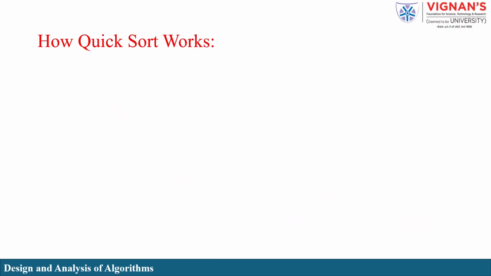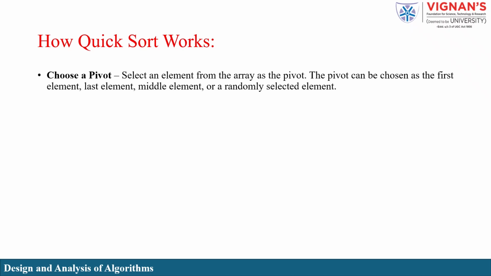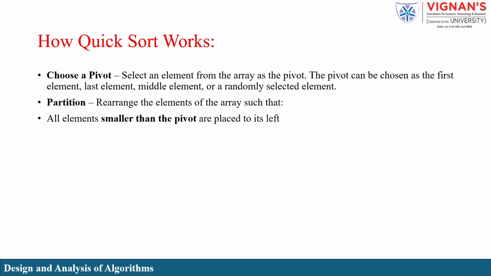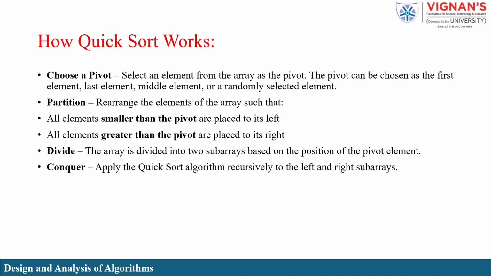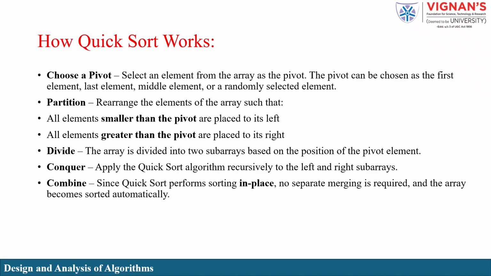Quicksort works in 5 main steps. First, we choose a pivot element from the array. Second, we partition the array so that elements smaller than the pivot move to the left, and elements greater than the pivot move to the right. Third, the array is divided into 2 subarrays around the pivot. Fourth, Quicksort is applied recursively to the left and right subarrays. Since Quicksort works in place, no separate merging is required.